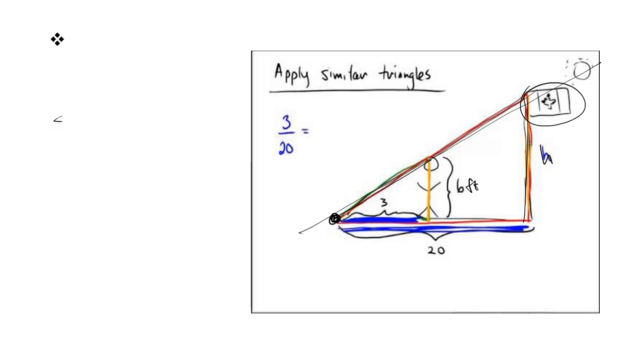You can see we've got our two triangles here. We've got our little triangle and our big triangle. The little triangle is our person, so we've got our 3 to 6 internal scale factor, and then we've got our big triangle, which is our flagpole, so 20 feet to h feet. Now, this problem we can do without the messier algebra of the previous problem. I've got no problem going ahead with this.